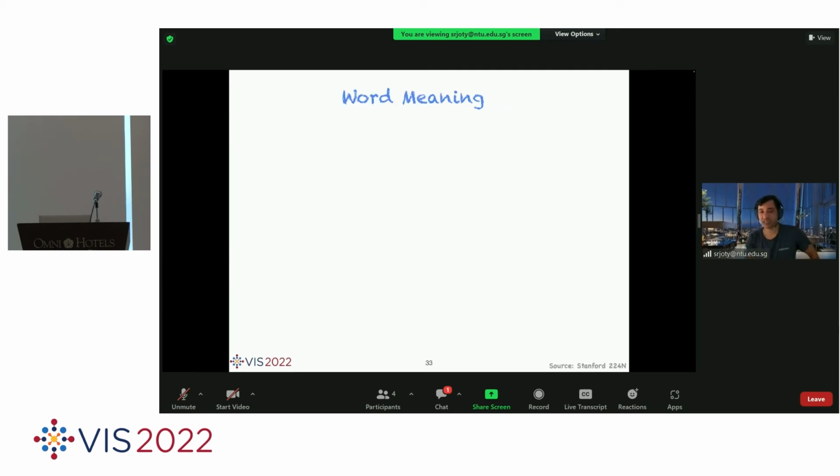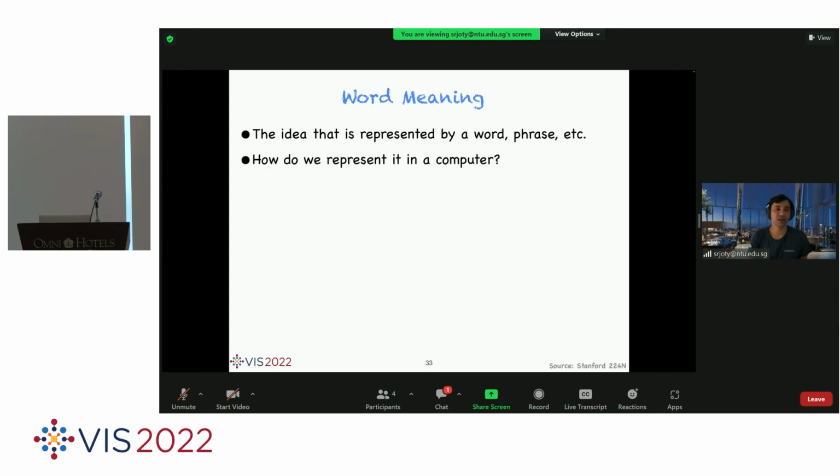So now let's see how we can apply this kind of feed-forward neural network method for word meaning, or trying to come up with semantics for the words. So what is word meaning actually in the first place? It is the idea that is represented by a word or phrase or any linguistic unit, right? So what is the idea that we want to express with a word or a phrase? Now the question is, how do we represent it in a computer?